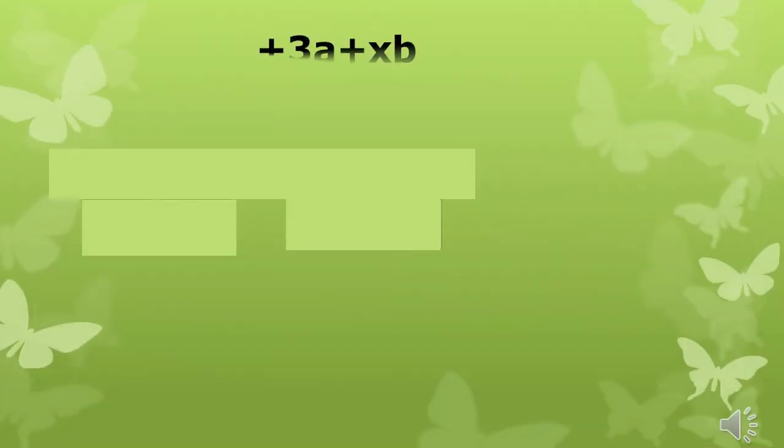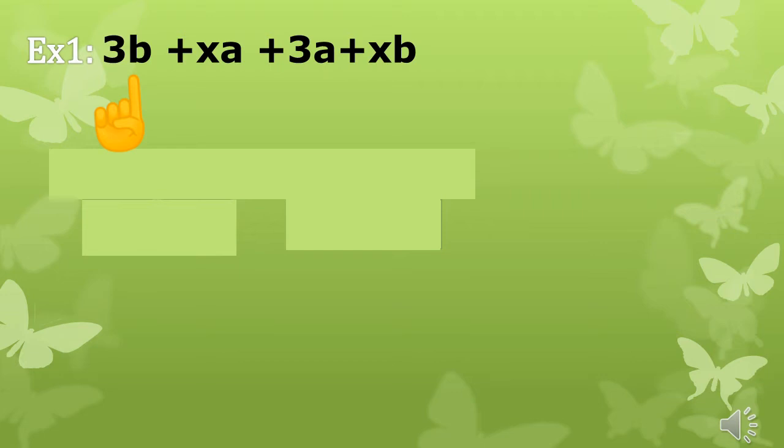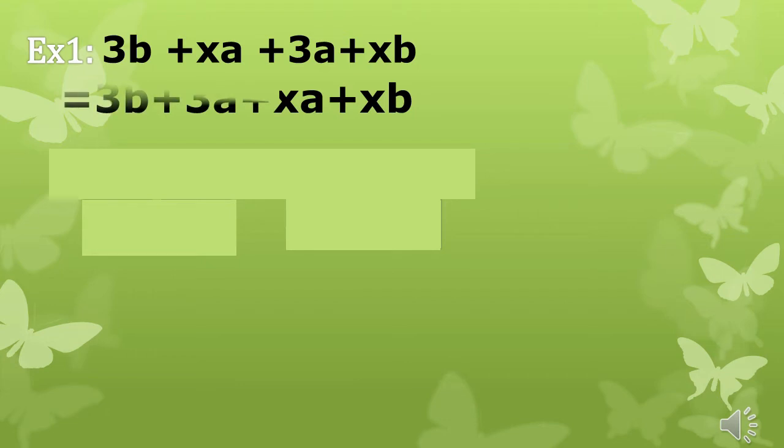To decide which two terms can form a binomial, we take a look at the first one and try to find a term that has a common factor with it. As you can see, 3b and xa have nothing in common. So we're going to take 3b and 3a to make the first binomial. Using the commutative property, we can rewrite this to become 3b plus 3a plus xa plus xb.